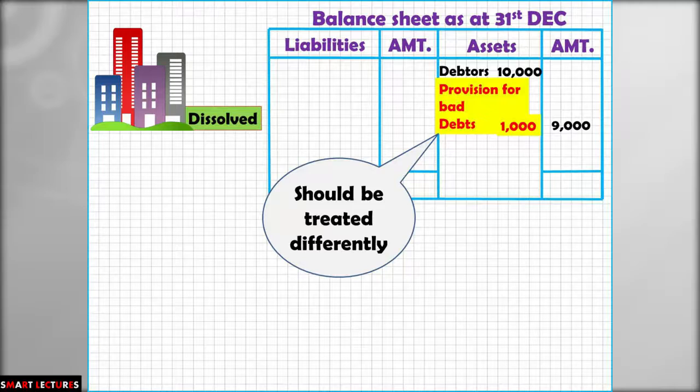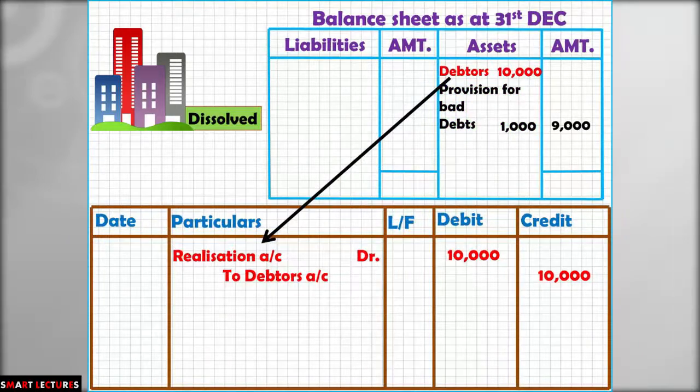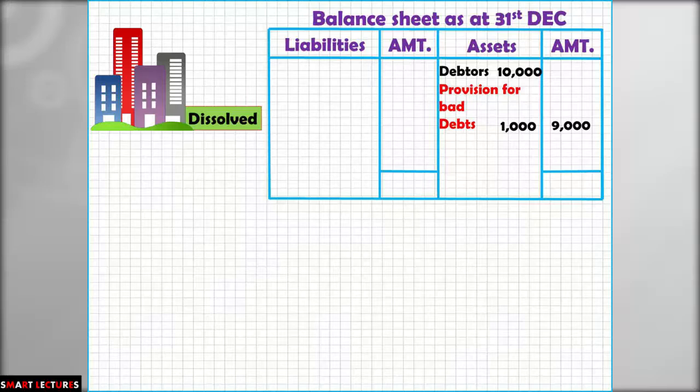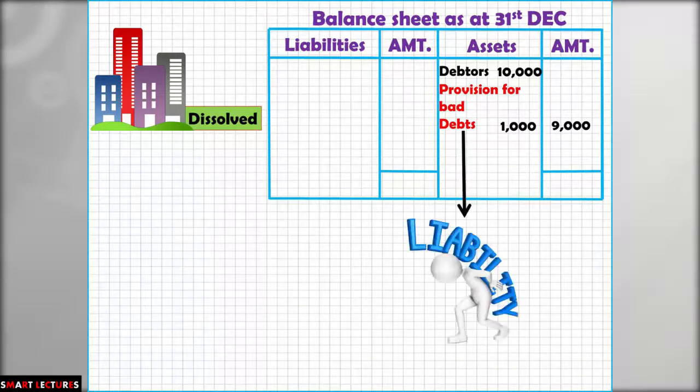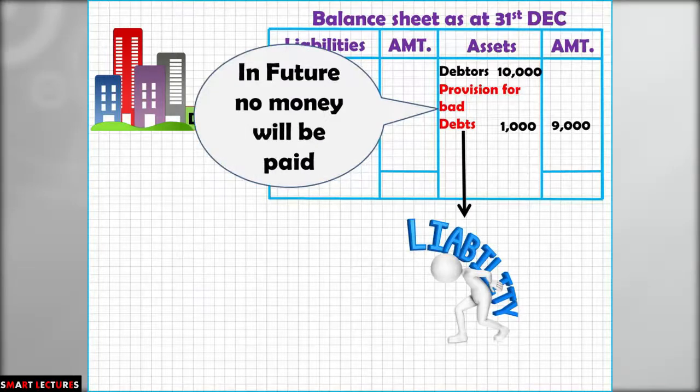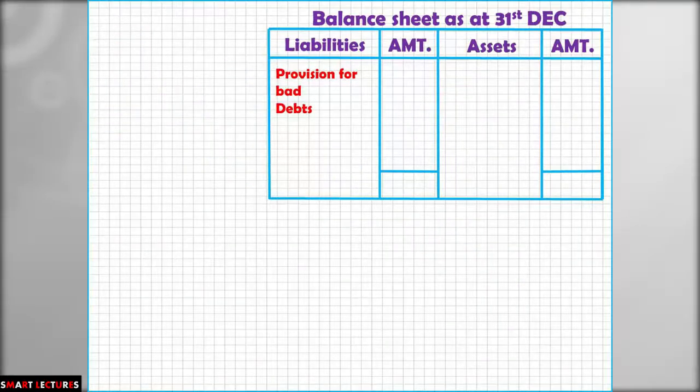So what should be the journal entry? Realization account debit to debtors rupees 10,000 and provision for bad debts account debit to realization rupees 1,000. And provision for bad debts has been treated as a liability. But be careful, this is not a payable item, means in future no money will be paid for provision for bad debts. And sometimes you may find provision for bad debts on the liability side, means debtors on the asset side rupees 10,000 and provision for bad debts on liability side rupees 1,000.